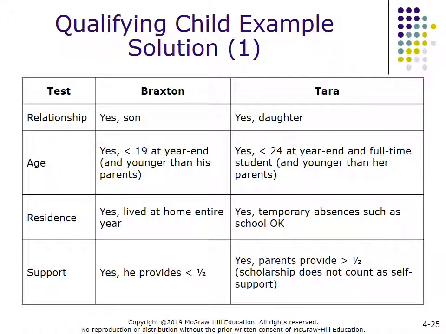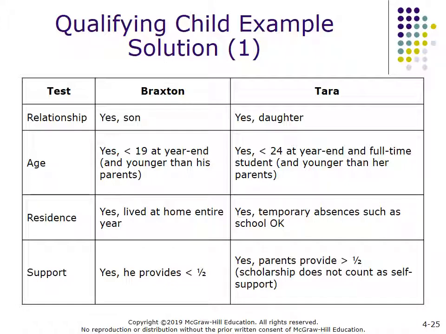Let's look at Braxton. We assume he's a U.S. citizen and he's not married, right? They don't tell us otherwise, so that's the assumption. He's their son, so he meets the relationship test. He's under 19. It doesn't matter if he's in school or not, just as long as he's under 19. He lives at the home the entire year, and he does not provide more than half of his own support. So he provides less than half of his support. He is their dependent qualifying child.